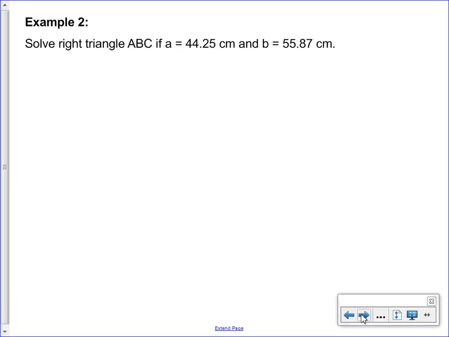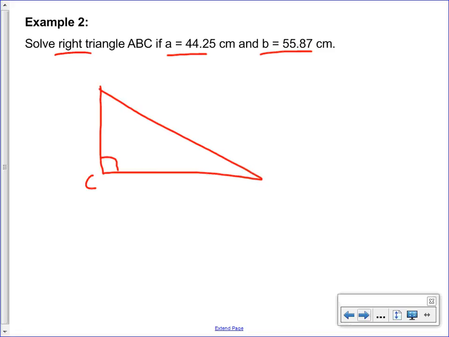In this problem, the three things you're given is it's a right triangle, and we have two sides. So if we draw out the picture, fill in what you know. We know side A is 44.25 and side B is 55.87. So the quickest thing to find is obviously side C. Since we have the two sides, just use a squared plus b squared equals c squared.